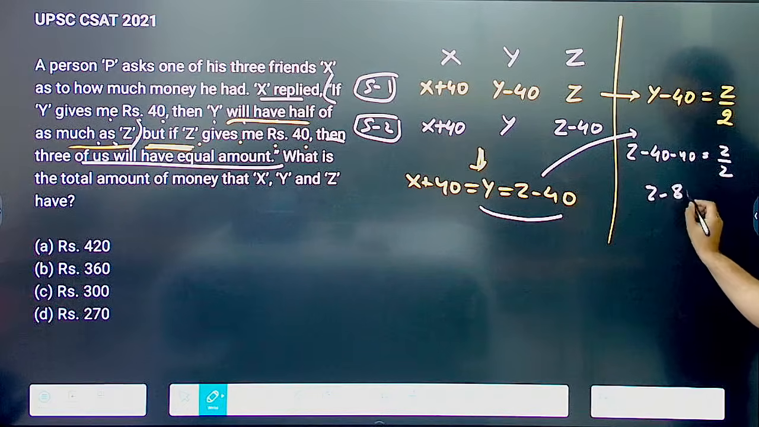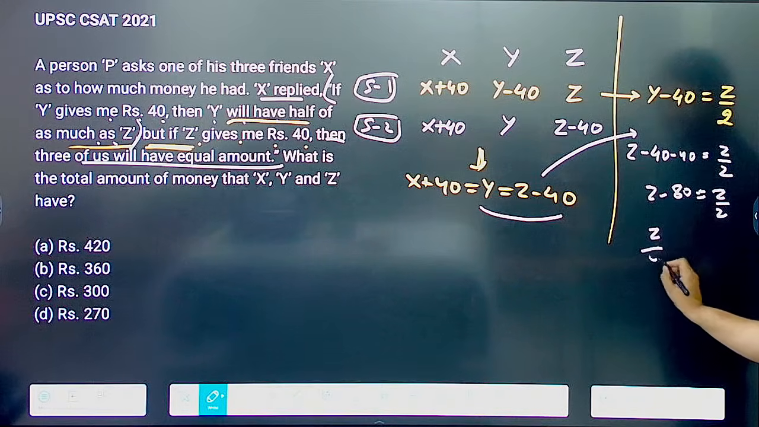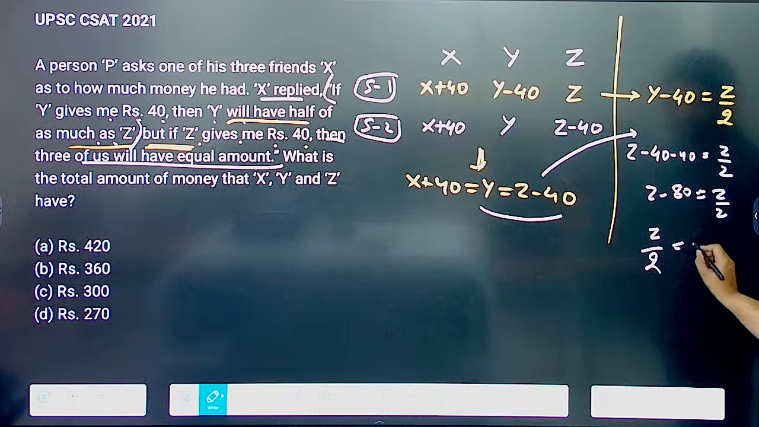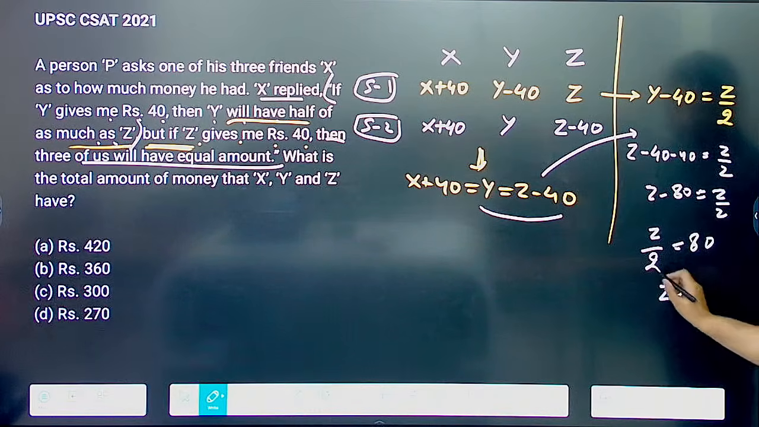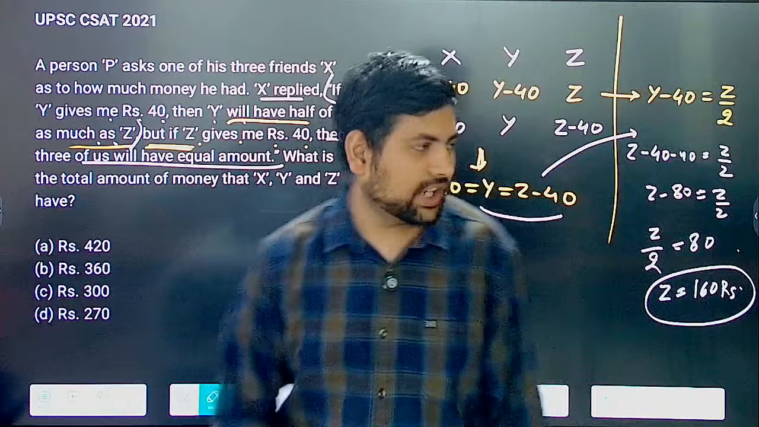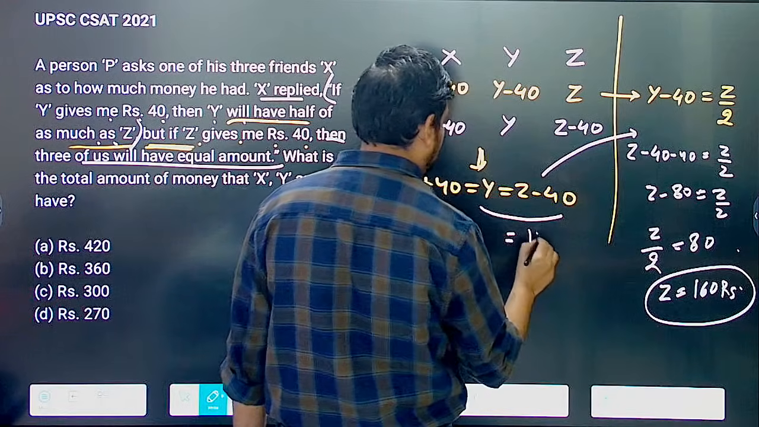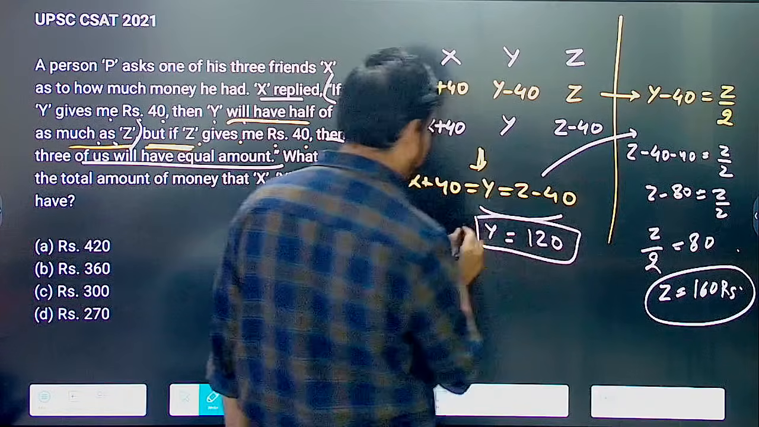So z minus 80 is equal to z by 2. Z by 2 I can send here. So this becomes z by 2 is equal to 80, or z is equal to 2 into 80, that is 160 rupees. Now you have found z. Can I put it here? So this becomes 160 minus 40, that is 120. So y is equal to 120.